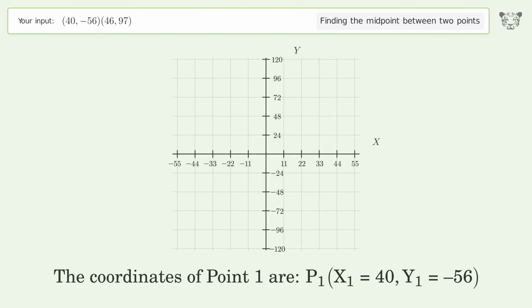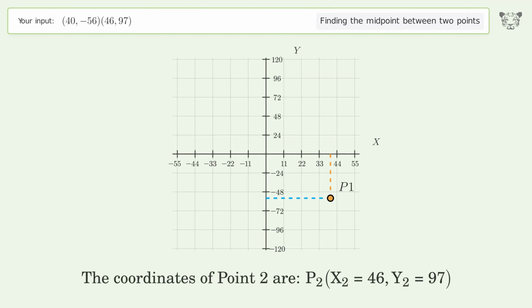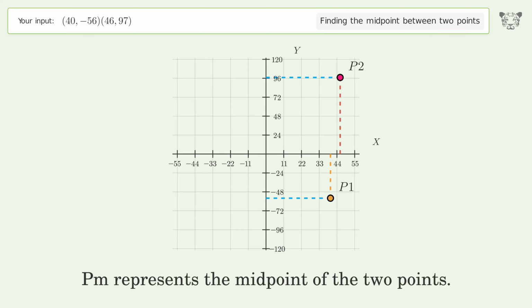The coordinates of point 1 are x1 equals 40, y1 equals negative 56. The coordinates of point 2 are x2 equals 46, y2 equals 97. PM represents the midpoint of the 2 points.